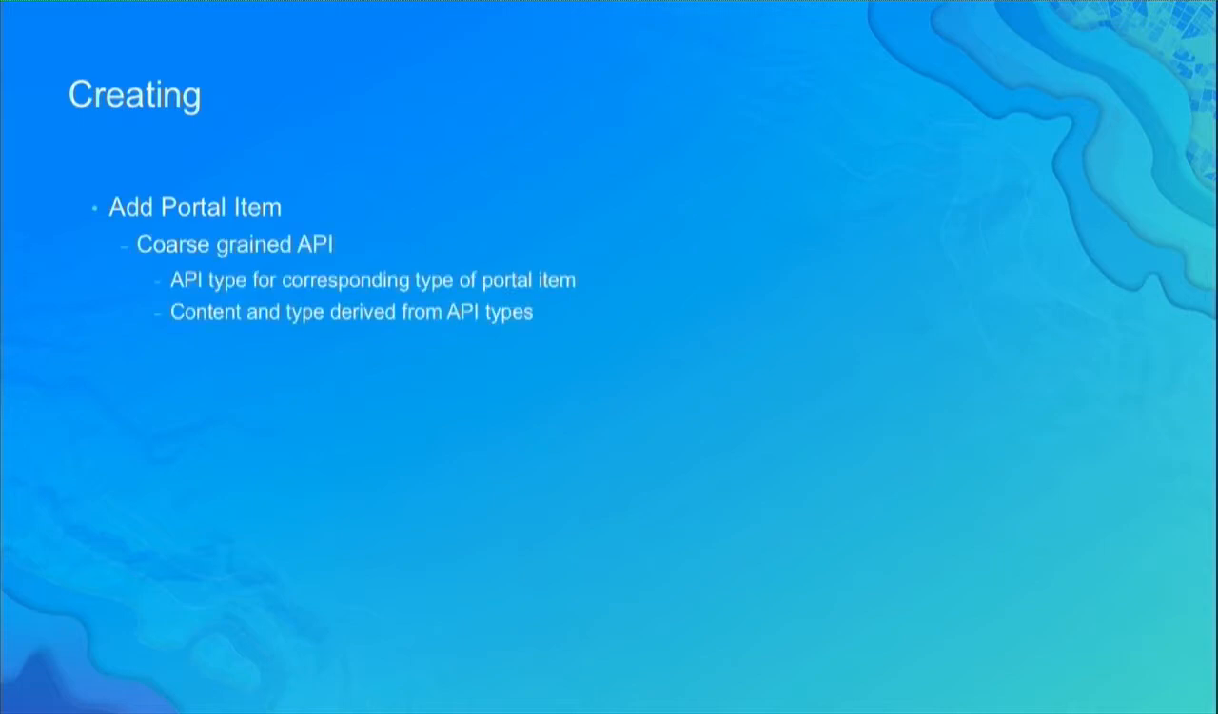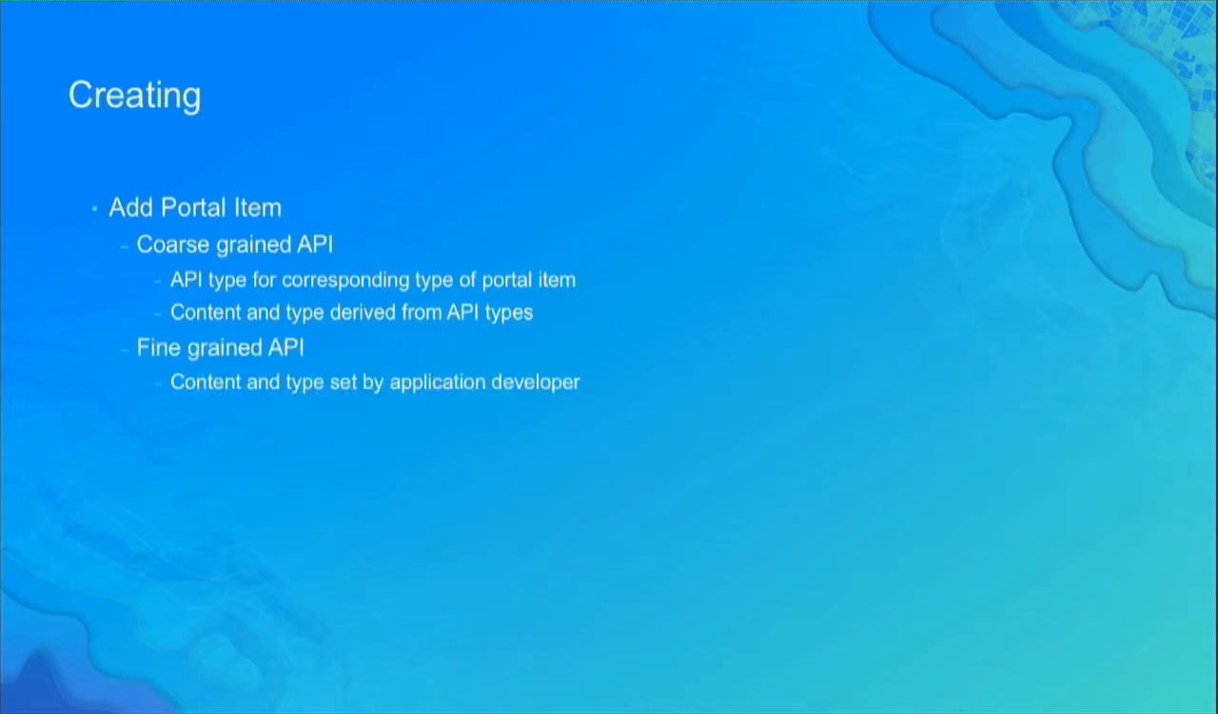So depending on the type of the portal item, there are two ways to create a portal item. One, which I call the coarse-grained API, has an API type corresponding to the portal API type. These are the first-class citizens of the Runtime API. Using that, you don't have to worry about specifying metadata like the type of the portal or the content. You just use our high-level API, and we'll take care of the rest. We'll take care of marshaling the data into the appropriate format and sending that out to the portal server.